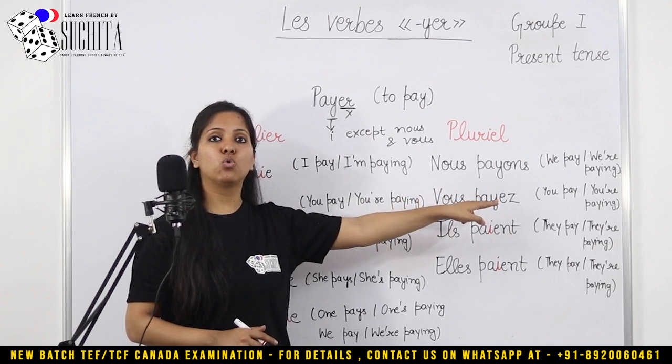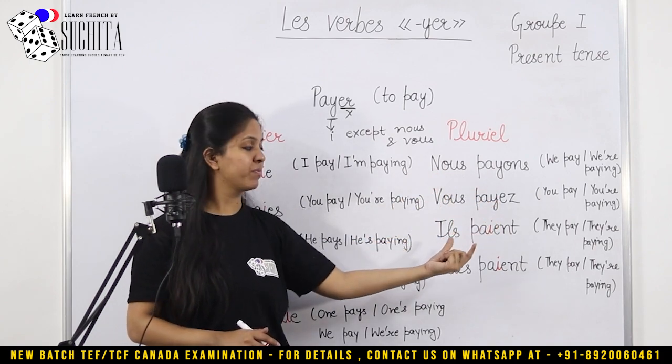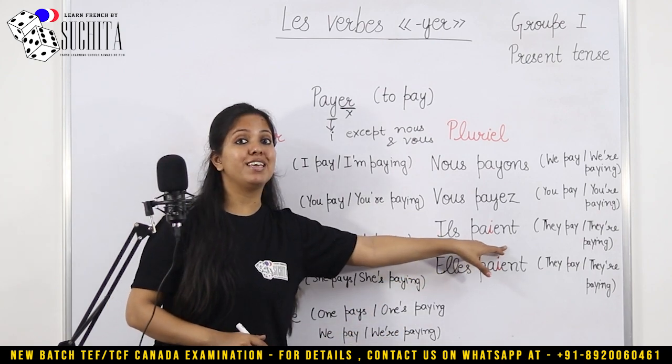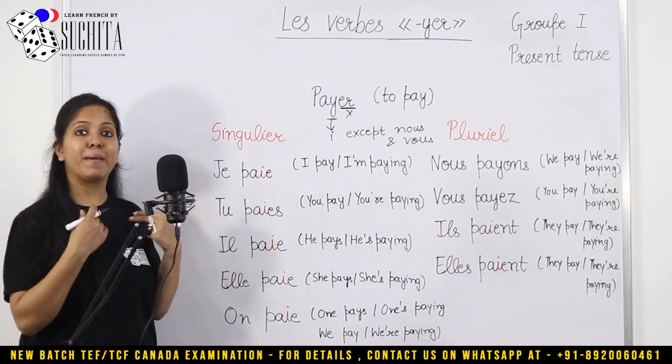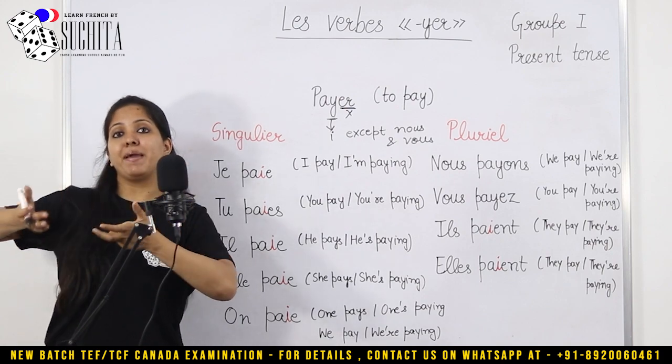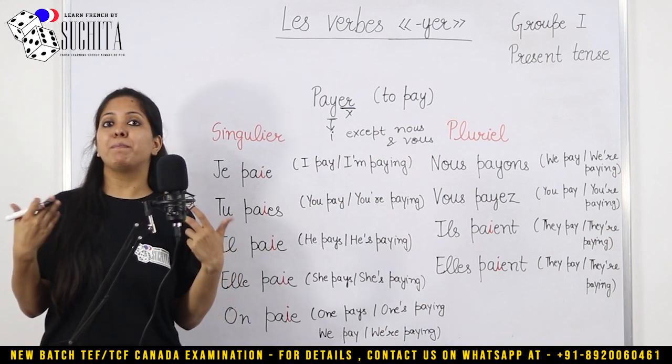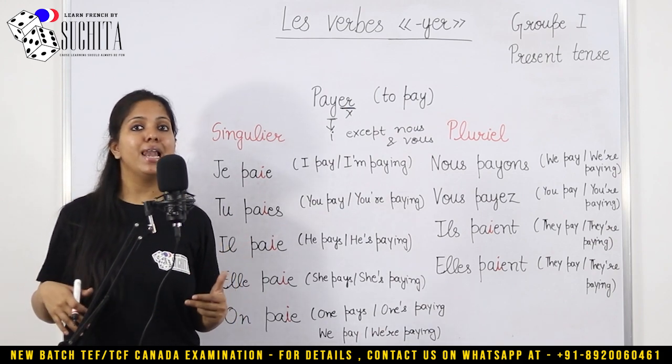Nous payons, vous payez, il paye, elle paye. You don't pronounce E and T, huh? So, je paye, tu payes, il paye, elle paye, on paye. Nous payons, vous payez, il paye, elle paye.